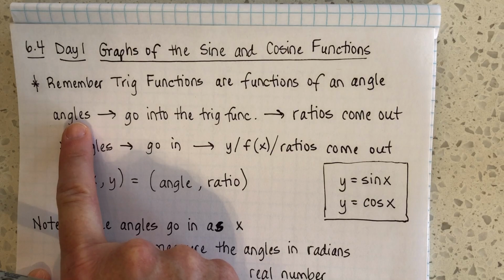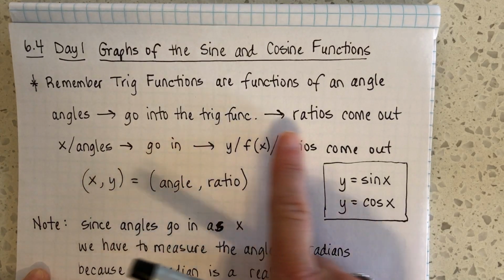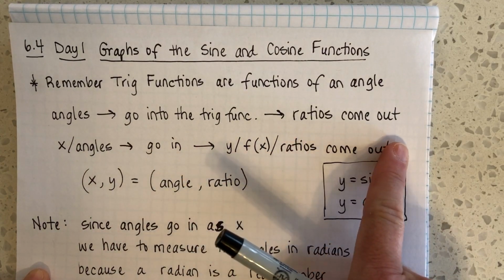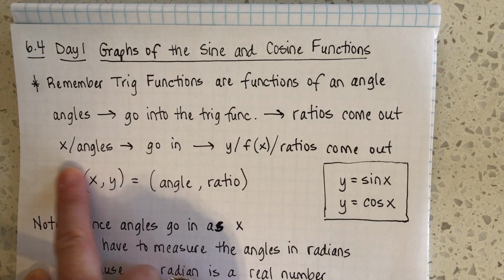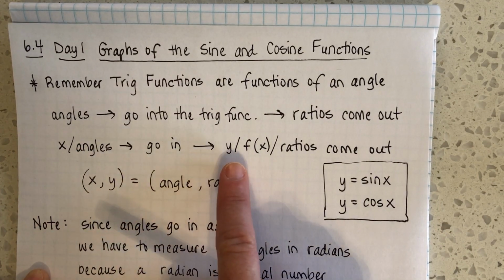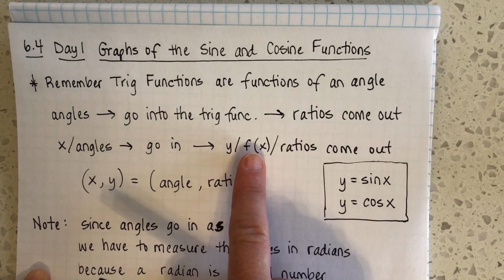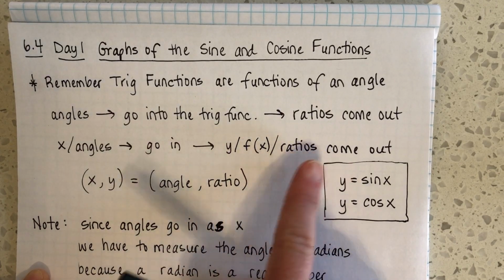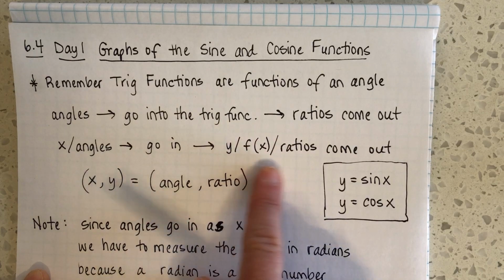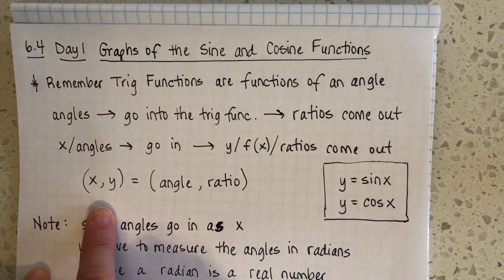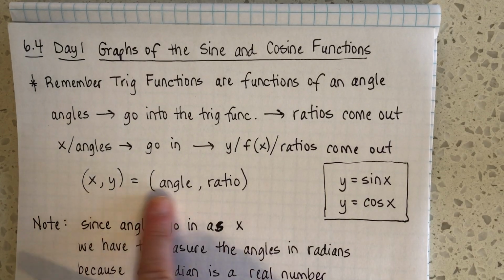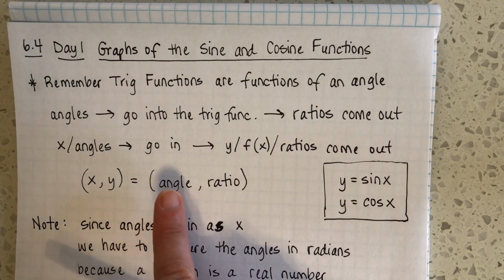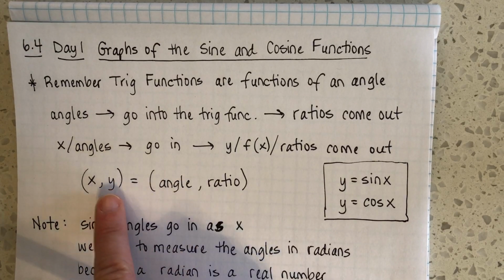So angles go into the trig function and a ratio of two side lengths comes out, right? So that means that the angles go in as x, they will go into the function, and then the y value, f of x, the ratio is what comes out. So the ratios come out as the y coordinate. So all of the ordered pairs that live on the sine and cosine or any trig function's graph, the x and y coordinates represent an angle as x and a ratio as y.